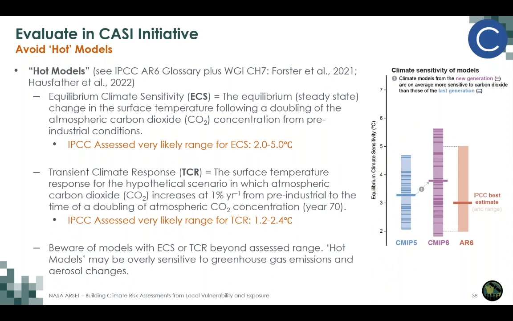But even more importantly, what we do is we filter this by the Intergovernmental Panel on Climate Change Assessment of what the very likely range for equilibrium climate sensitivity should be. And that ranges between 2 and 5 degrees Celsius. This represents uncertainty in the physical climate system that is captured by this range across the climate models.